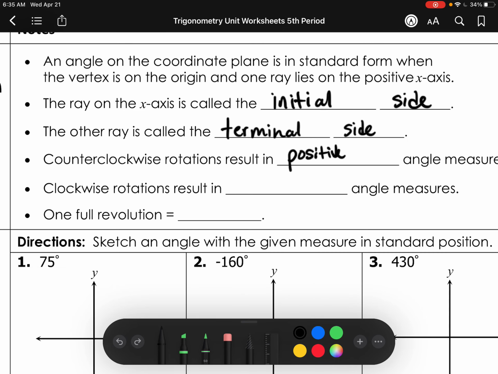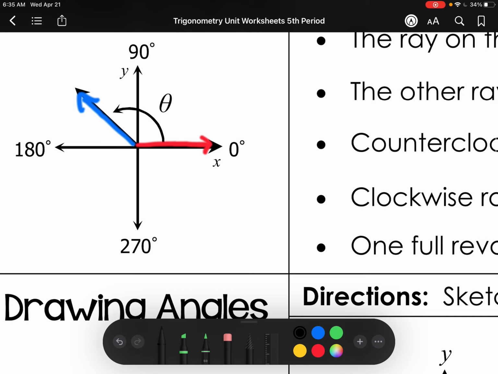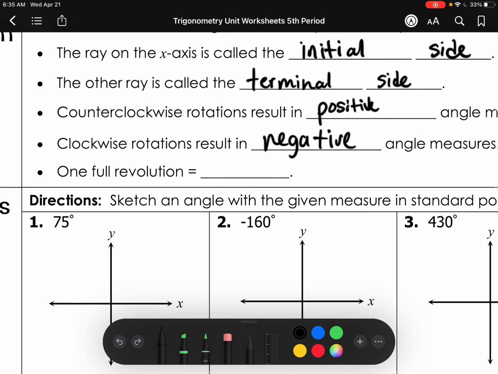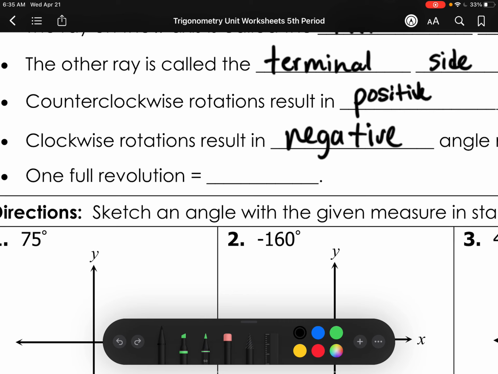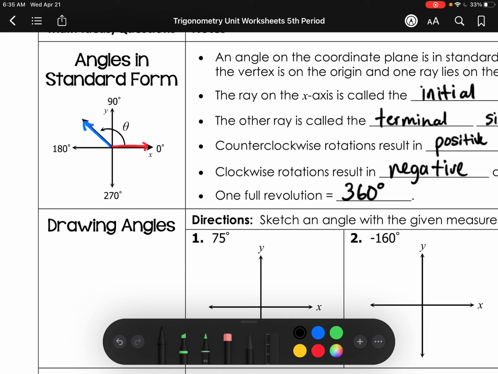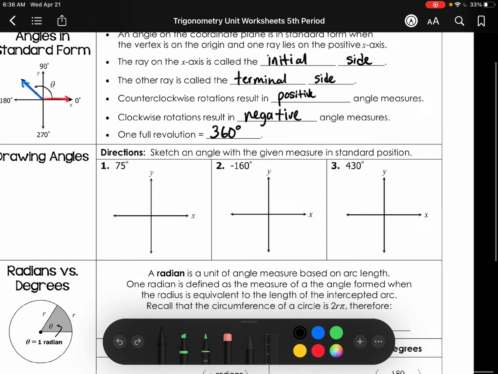Next, clockwise rotations result in negative angle measures. So here's our initial side. If we start there and our angle rotates in this direction, that is a negative angle measure. And one full revolution, we know that is going to be 360 degrees, right? Because the measure of a circle is 360 degrees. So if it does one full revolution like this, that is 360 degrees.